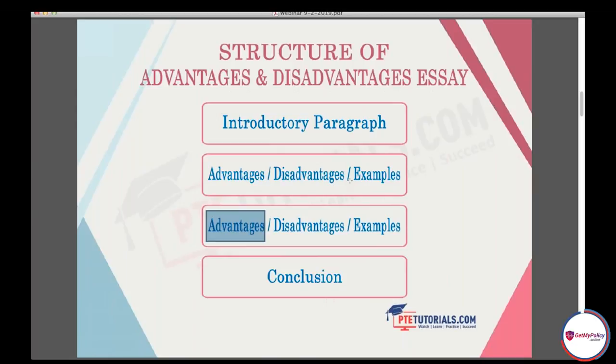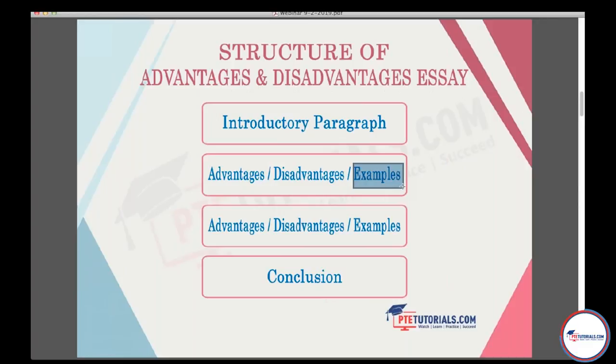Clear? And give examples. Okay, because you have to write, actually Pearson score guide tells you that you have to write 200 to 300 words, but the ideal length is 250 plus words. Write more than 250 words. If you're good at grammar, you can go up to 280, 290 also.